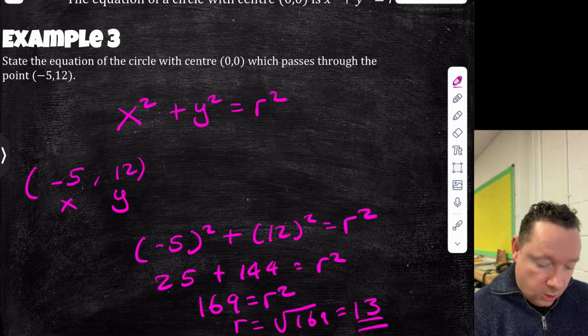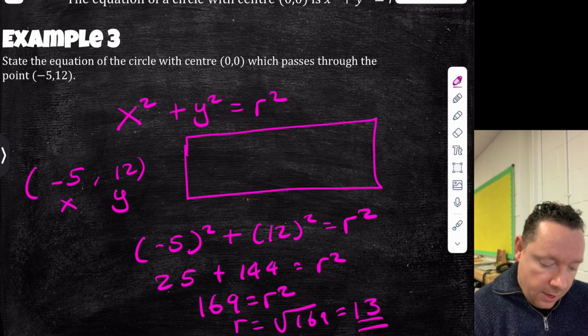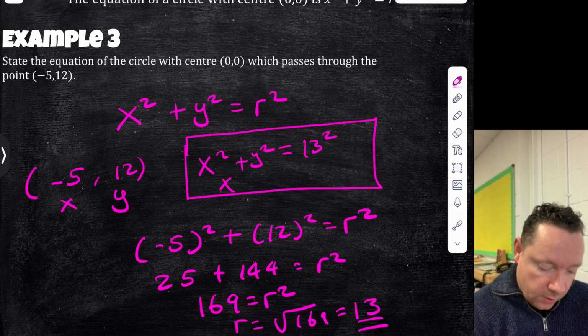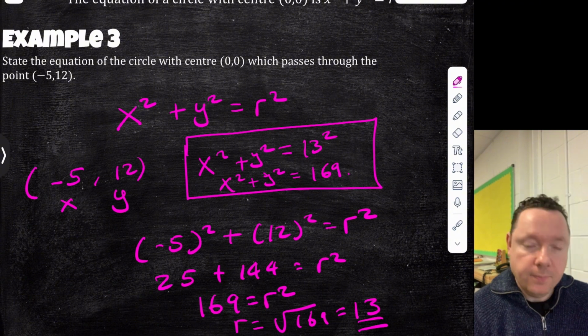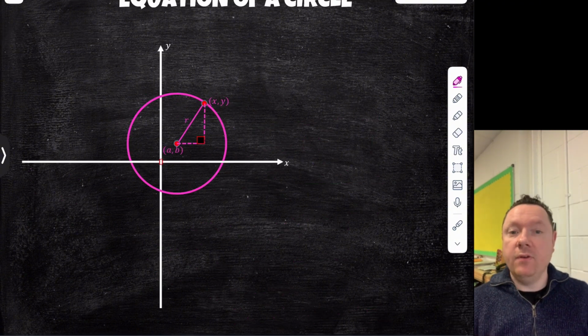So we've found our r, so now we can just write our equation. I'll just put it in this big box here. x squared plus y squared equals 13 squared, or x squared plus y squared equals 169. And we're done there. Okay, let's dive further into the equation of a circle.